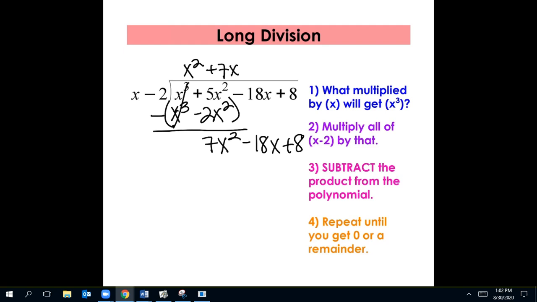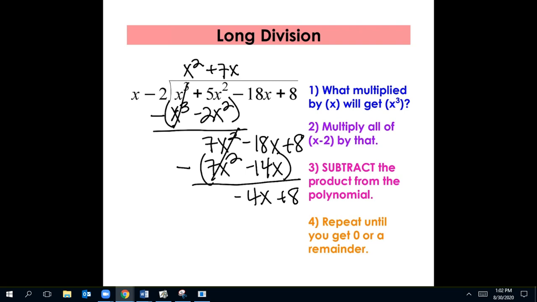Then we multiply all of x minus 2 by that. 7x times x is 7x squared. 7x times negative 2 is negative 14x. And then we subtract. So that cancels. That's always the goal, is to cancel that first term. The negative 18x minus negative 14x is negative 4x. Remember, it's minus a negative. Well, you'll be adding it.